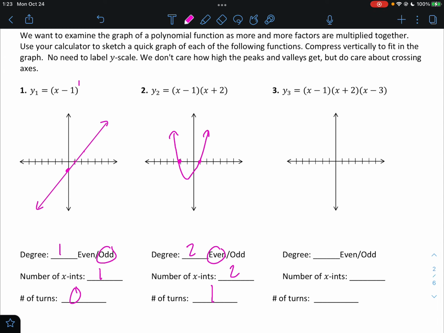Next one has 3 x-intercepts. Again, pause the video at this point. You can get the graph from your calculator. 1, 2, 3, this is a third degree, which is again an odd number. And again, there are 3 x-intercepts. If you hopefully have a nice graph of it at this point, you should have a graph that looks something like this. It turns twice.